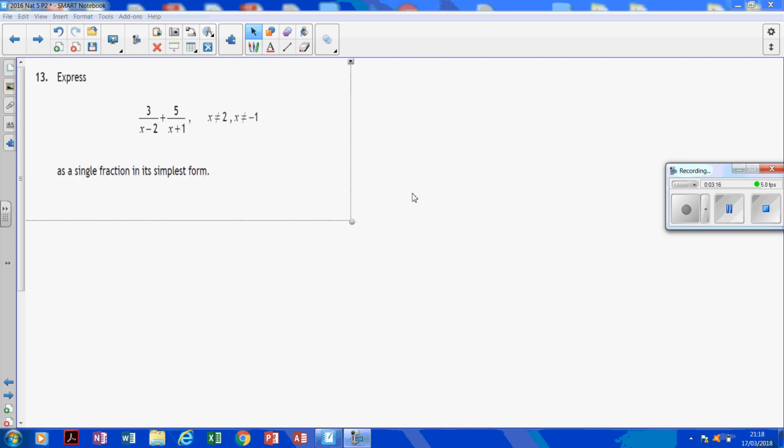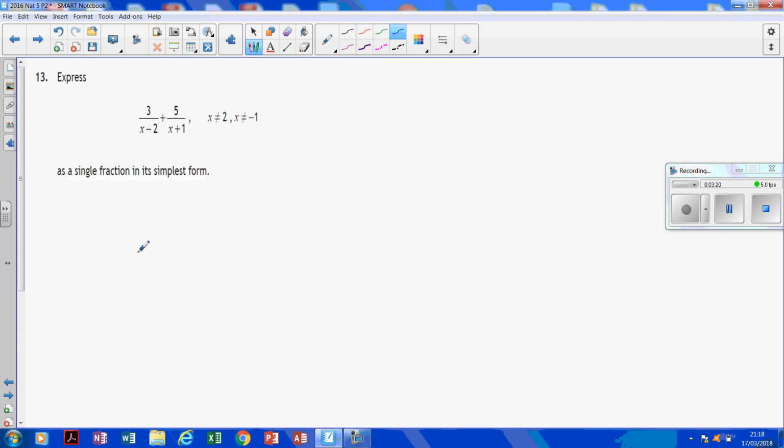I'm now going to express this algebraic fraction as a fraction in its simplest form. So the first thing we're going to do is take a common denominator for both of these fractions. Now we've got x minus 2 and x plus 1, so we multiply both of them together. So x minus 2 times x plus 1, and we make two identical fractions. So that's the denominator of both of them.